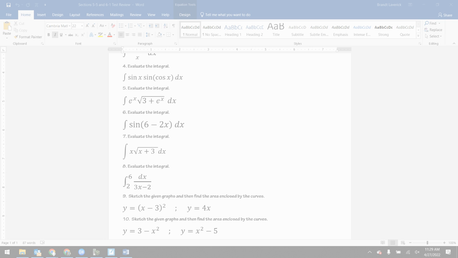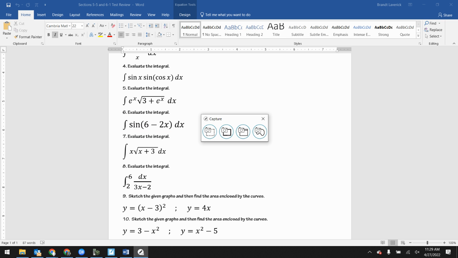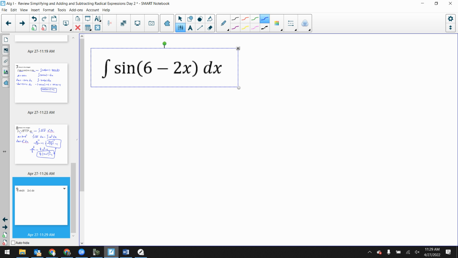All right. Looks like we're on 6. All right. Sine of 6 minus 2x. Oh, now this is the one that is incorrect in the key, correct? Yes? This one should not have a negative out front, and there is a negative I see in the key. All right, let's take a look here. Well, u is 6 minus 2x, obviously. So that means du is negative 2 dx.